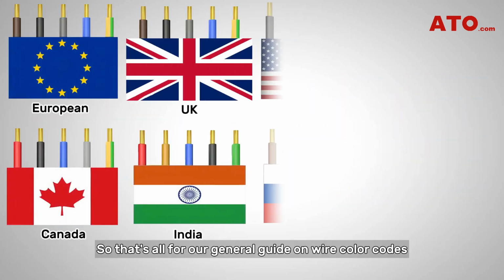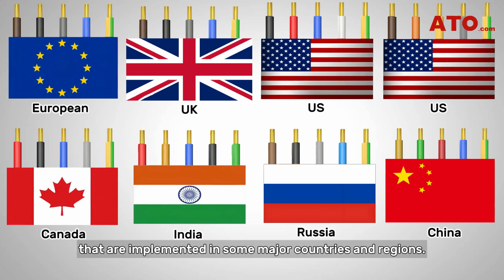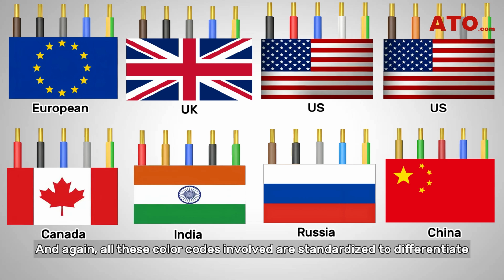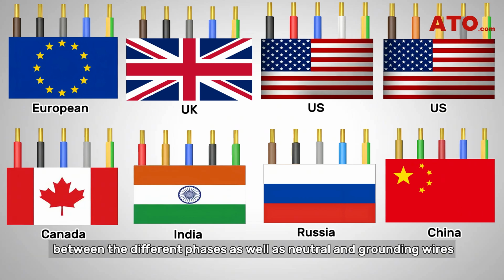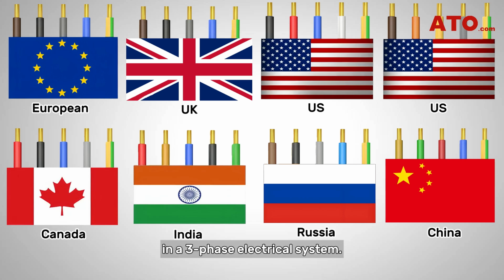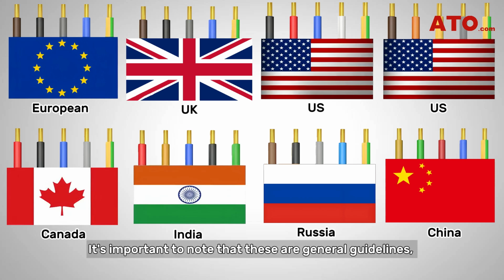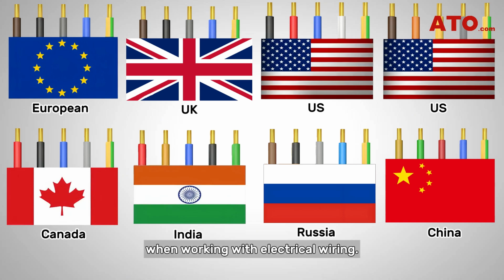So that's all for our general guide on wire color codes that are implemented in some major countries and regions. And again, all these color codes involved are standardized to differentiate between the different phases as well as neutral and grounding wires in a three-phase electrical system. It's important to note that these are general guidelines, and specific applications or local regulations may introduce additional colors or modifications. So it's essential to consult with local codes and standards when working with electrical wiring.